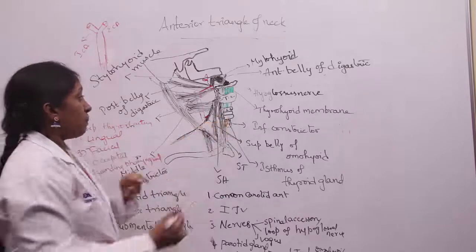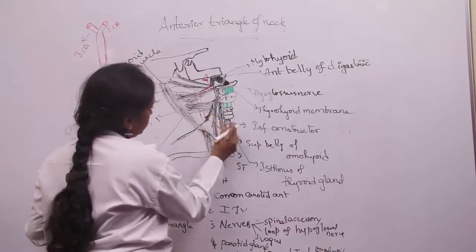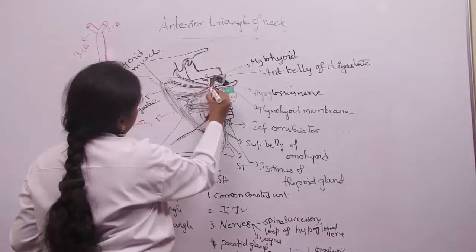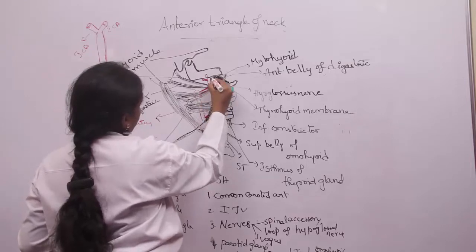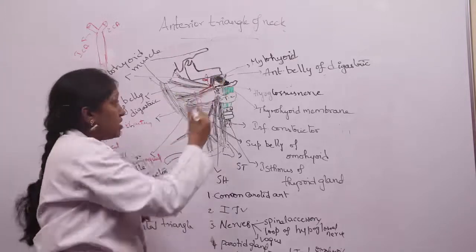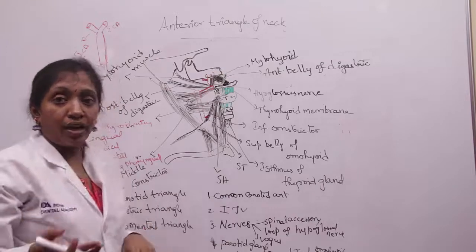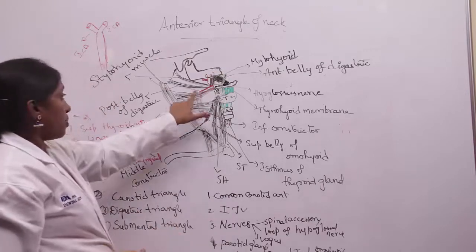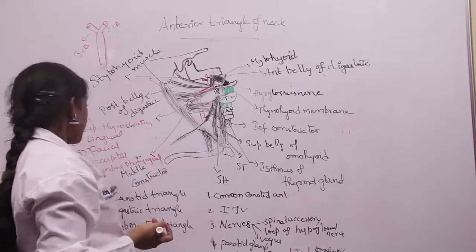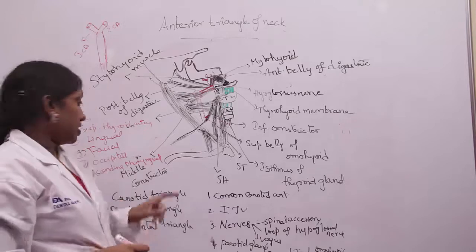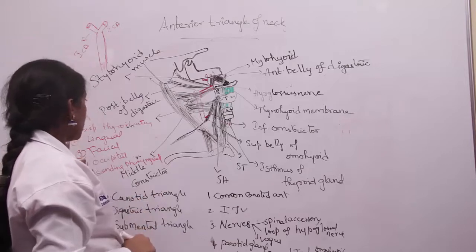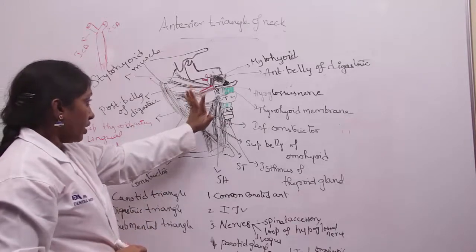Superior thyroid artery supplies the thyroid gland. Lingual artery supplies the tongue here. And the facial artery enters the face by winding round over the lower border of the mandible. Occipital artery, just opposite to the facial artery, supplies the back of the scalp. And the ascending pharyngeal artery supplies the pharyngeal region. This is the ascending pharyngeal artery, the first branch of the external carotid artery. So these are the 5 branches seen in the carotid triangle.